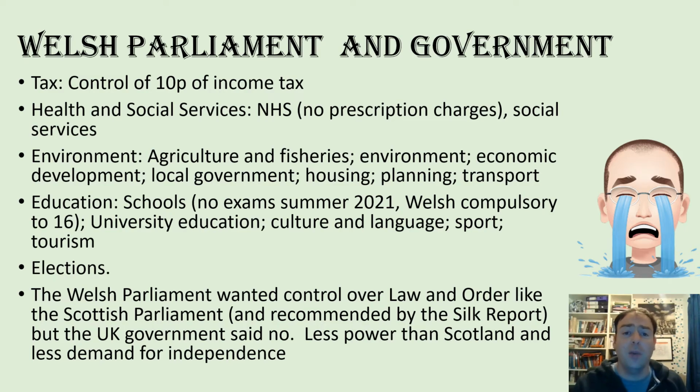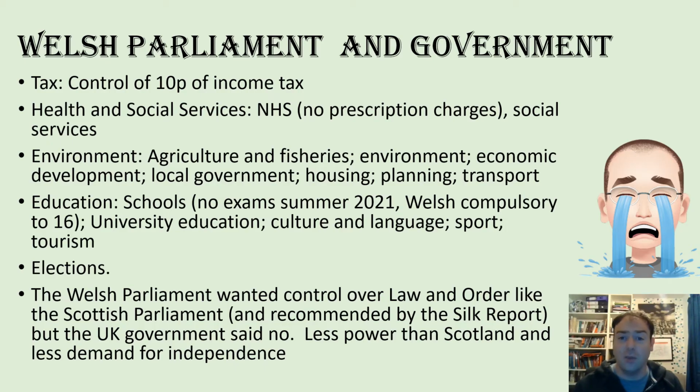So the Welsh Parliament and Government has control over 10p of income tax. Now, it's highly unlikely you'd have a variation or shift in income tax of more than 10p. So that essentially means the Welsh income tax rate can be different to that in England. In health and social services, they control the NHS, no prescription charges, they control social services. We've got the same similar ideas to in Scotland with environment, agriculture, economic development, local government, housing, planning, transport.